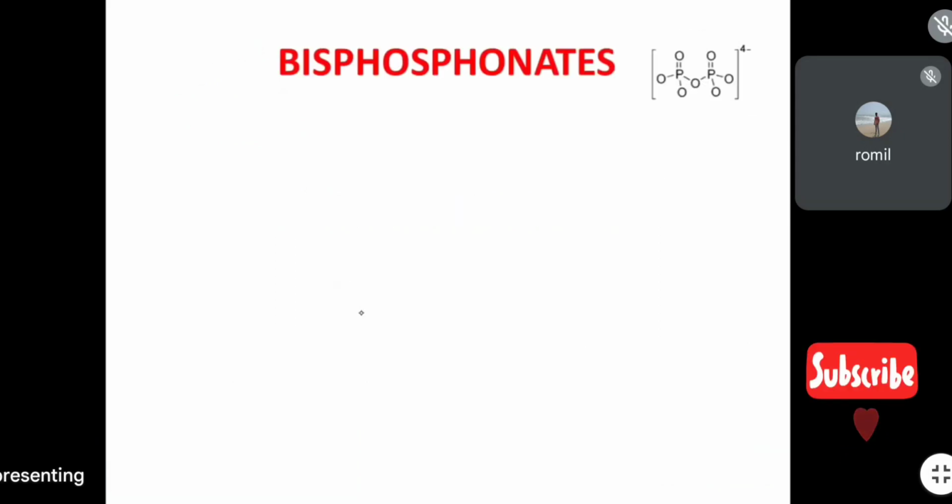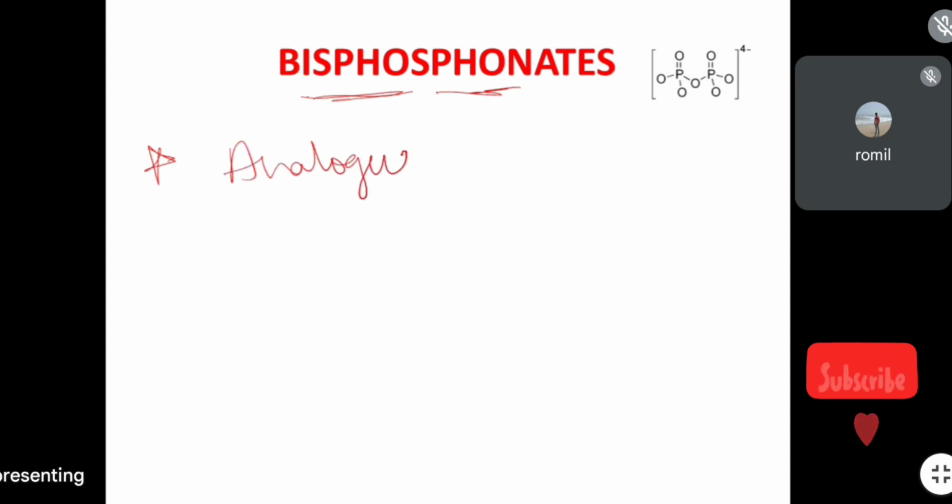See, first thing, what do you know about bisphosphonates? Can anyone tell me what is bisphosphonate or what are bisphosphonates? Drugs used for treatment of osteoporosis. See, when the term bisphosphonates comes, phosphonates means they are phosphate containing compounds. First very important point about bisphosphonates is they are analogues of pyrophosphates.